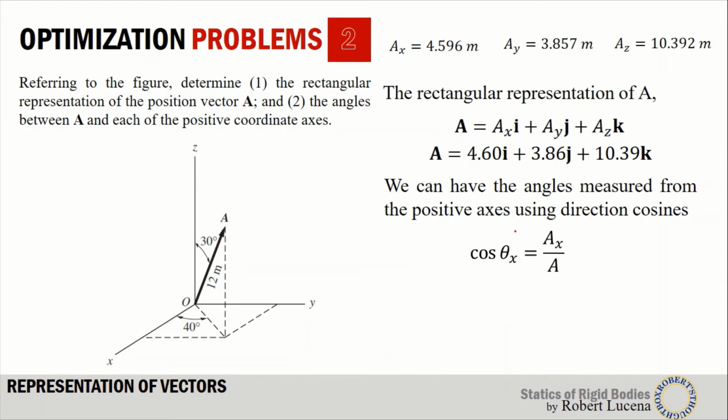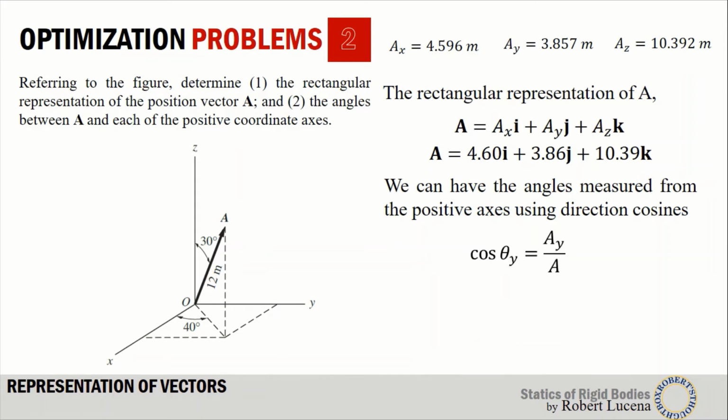Recall that the angle measured from the x-axis is given by the x component of the vector over the magnitude of vector A in this case. So we use cosine theta x equals AX over A. So for theta x, the magnitude of A is already given, equal to 12. So let's get the value of theta x: 4.596 over 12, and use our cosine inverse. We determine the angle measured from the x-axis equal to 67.5 degrees.